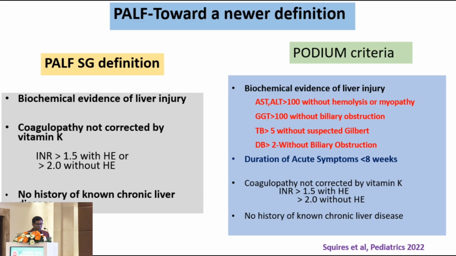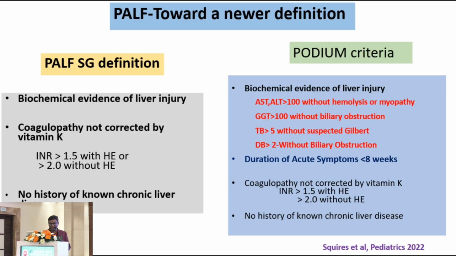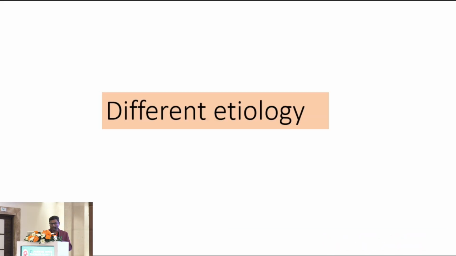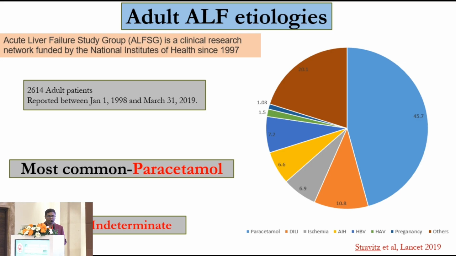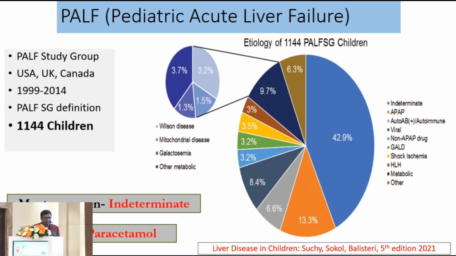Our etiologies are also a little bit different. This is adult data that I am showing here from the ALFSG study group, mostly from Western countries. 2,600 patients, and the most common was paracetamol, second most common was indeterminate etiology. This is again from the West, but it is pediatric data from the PALF study group, 1144 children. Most common was indeterminate and second was paracetamol.